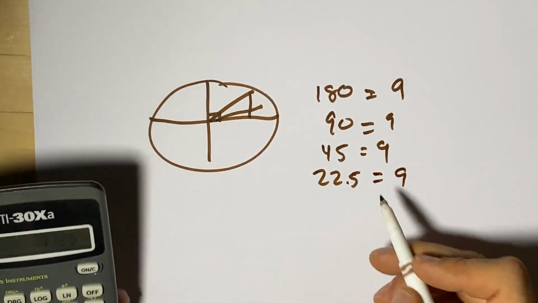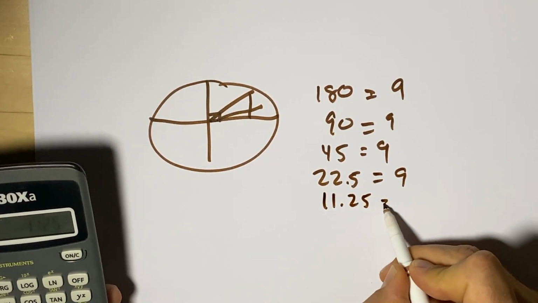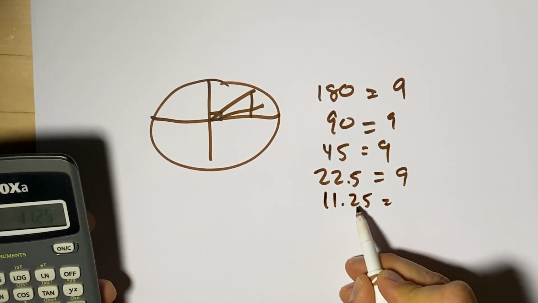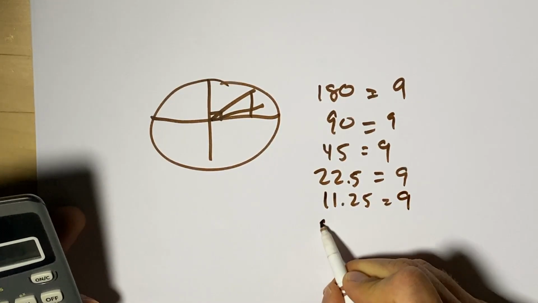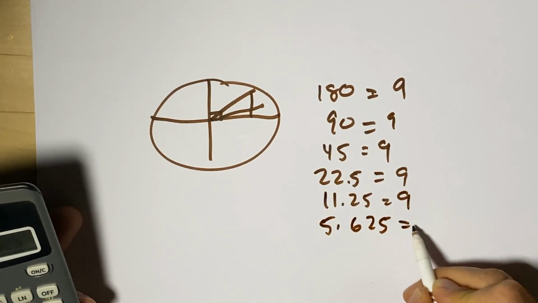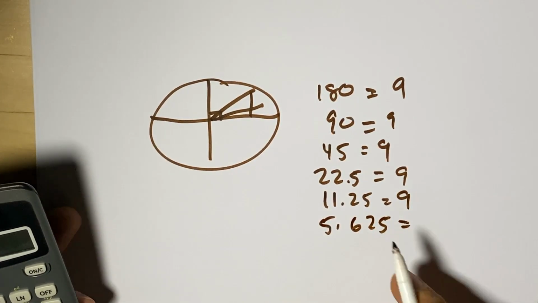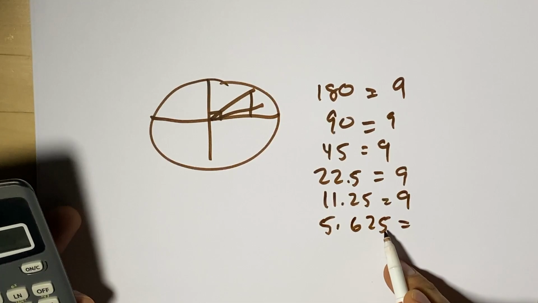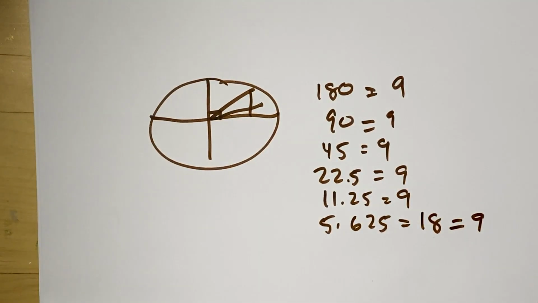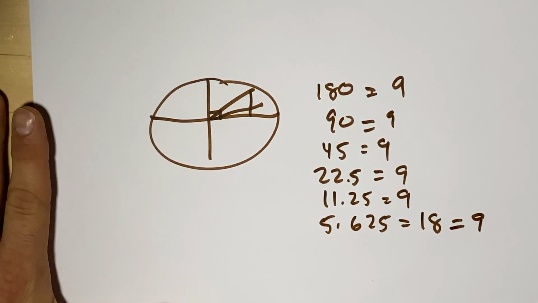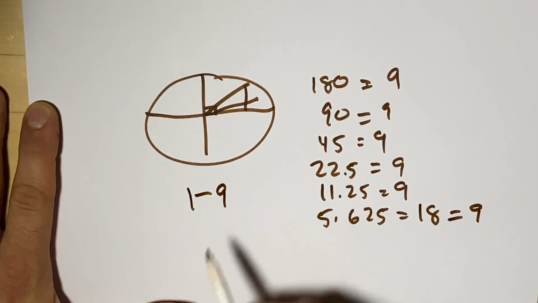And then we could divide that by 2, and we get 11.25. 1 plus 1 plus 2 plus 5 is 9. Divide that in half, and we get 5.625. 5 plus 6 is 11, plus 2 is 13, plus 5 is 18. 1 plus 8 is 9. So because with a circle you can't ever have 0 degrees, we're really using the numbers 1 through 9.